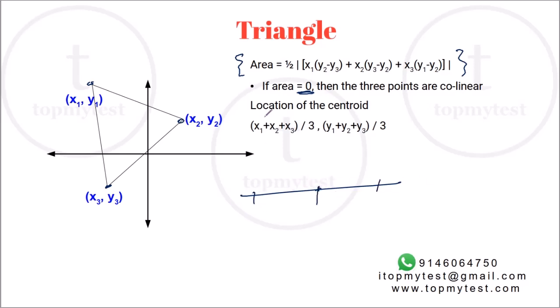You can also find the centroid. The centroid will be the average of the coordinates. The x coordinate will be the average of the x coordinates. The y coordinate will be the average of the y coordinates.